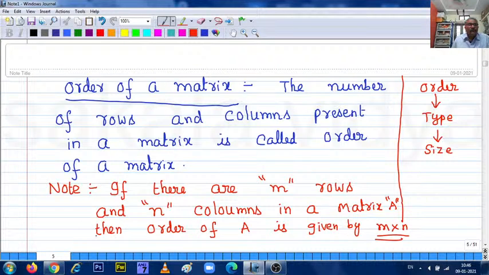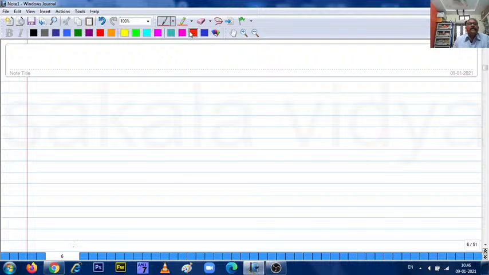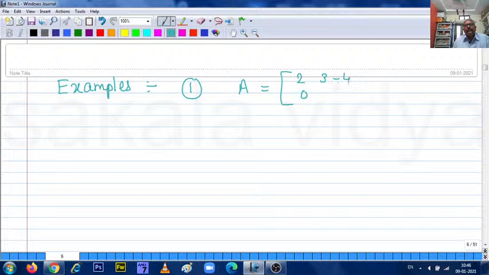M by n matrix, m by n type matrix. So now let us discuss examples. First example. Consider A equals 2, 3, minus 4, 0, 1, minus 5. So what is the order of A?